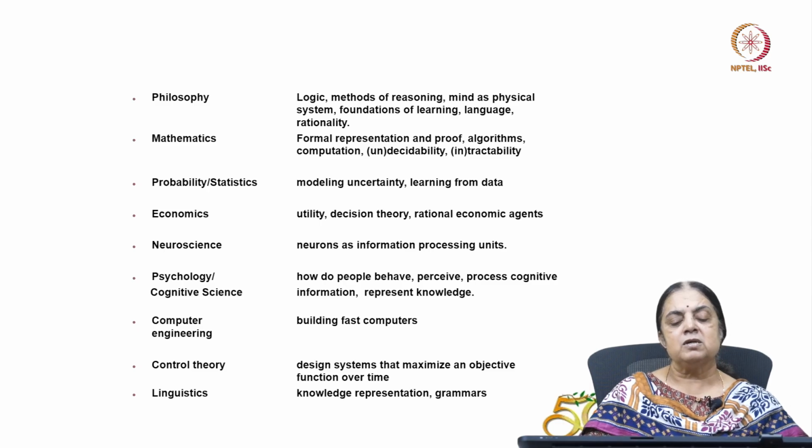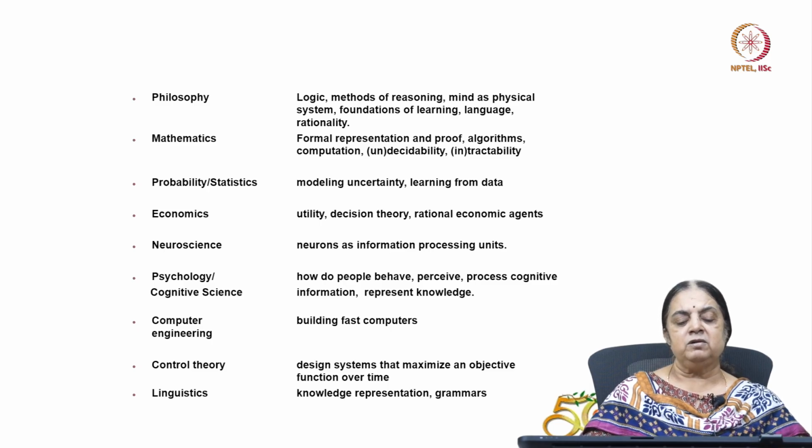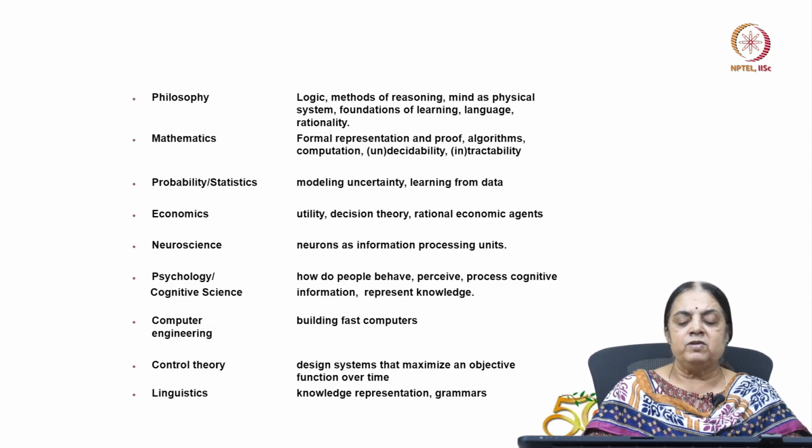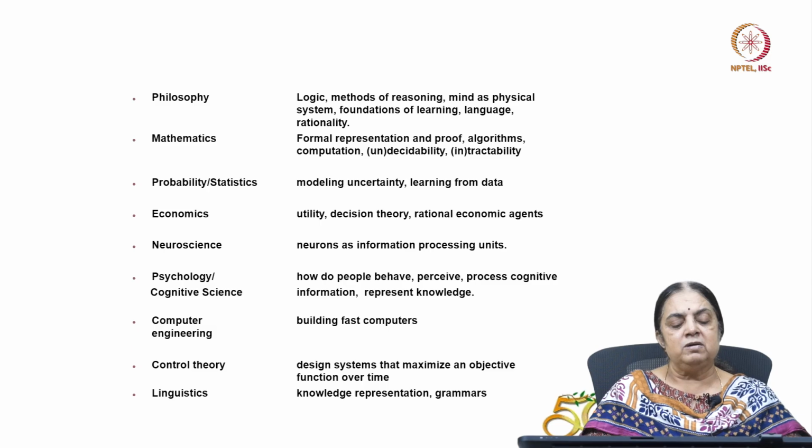So in economics, obviously when you make a decision, how do you take a decision? Taking a decision is based on decision theory, and when there is more than one method of doing it, you can use what is called the utility theory. So what is the method which gives the highest utility among the different actions that you can take? And then you have rational economic agents, etc.